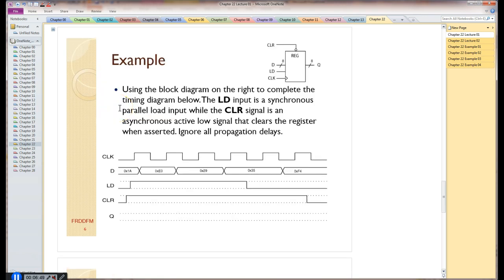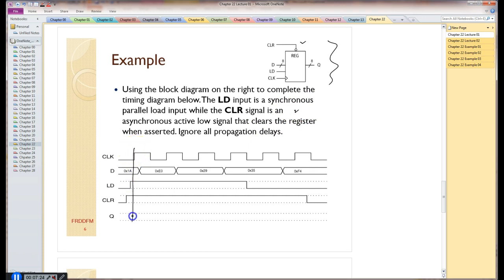Very similar to flip-flops, typically you see registers with asynchronous inputs, and most often there's some type of clear input, which is what we have up here. But once again, when I look at this diagram, I see a clear input, but I do not know whether it's asynchronous or synchronous. Someone has to tell me whether it's synchronous or asynchronous, and this problem happens to say that clear is asynchronous. Load is synchronous. That's all we need to know to do this problem.